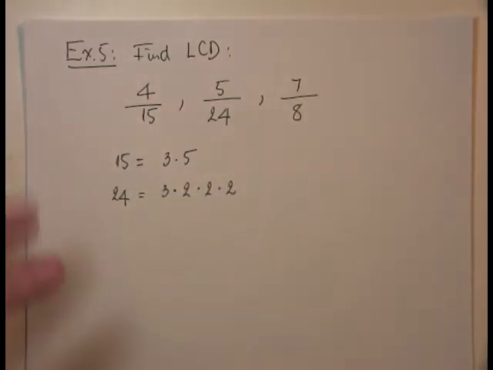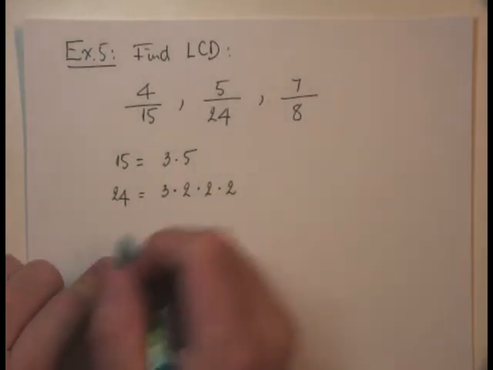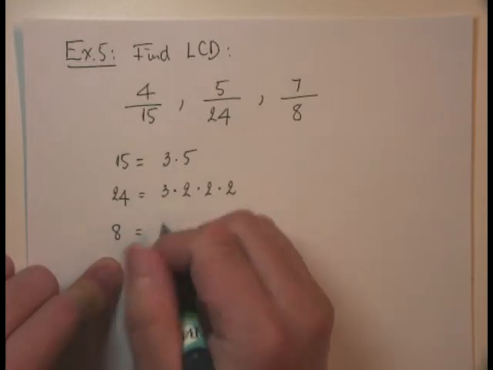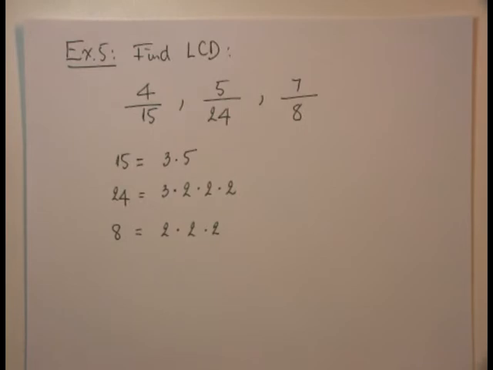Now once again, why not 3 times 8? That doesn't work because 8 itself is not a prime number. Why not 6 times 4? Because 6 and 4 are not prime numbers. So we need to write all the prime factors. That's what we want. And then the last denominator, 8 equals 2 times 2 times 2. Once again, you need to write each denominator as prime factors.